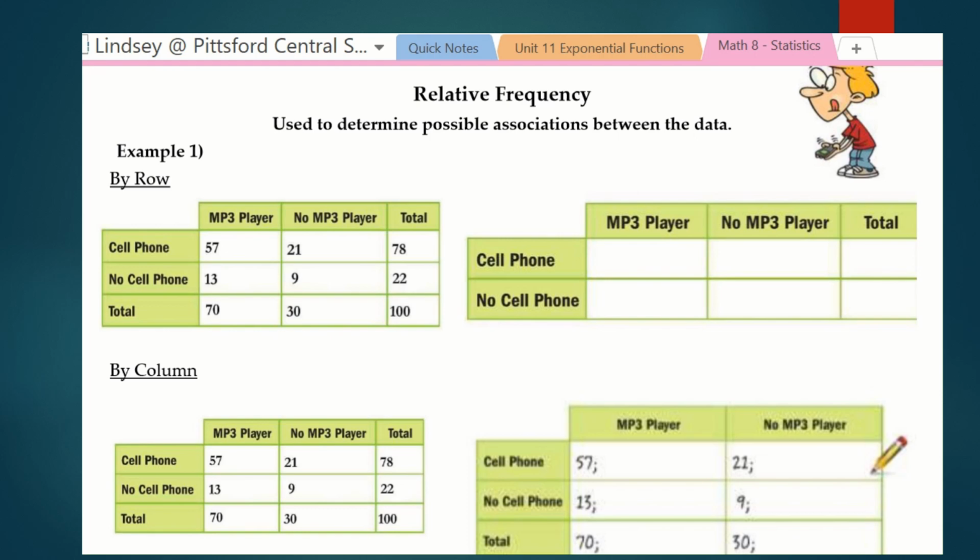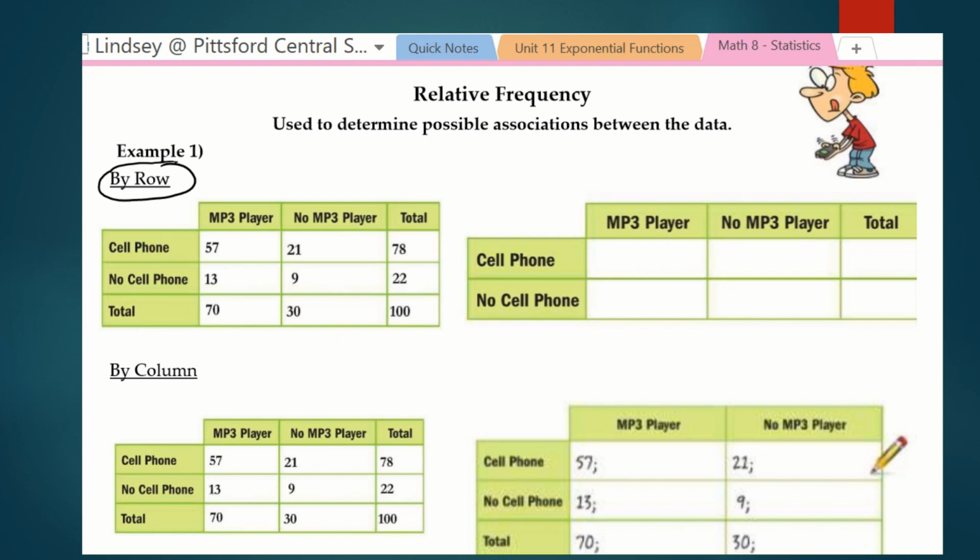So in example 1, we're actually going to look at one of the examples from the first page. We're going to look at this example by row to start. So you can see right underneath where it says example 1. We're going to take a look at the numbers here by row and we're going to find the relative frequency for the number of students who own a cell phone as well as an MP3 player compared to the total number of students that own a cell phone.